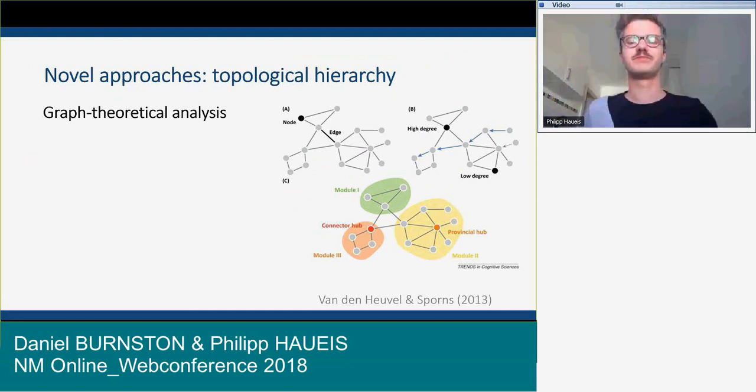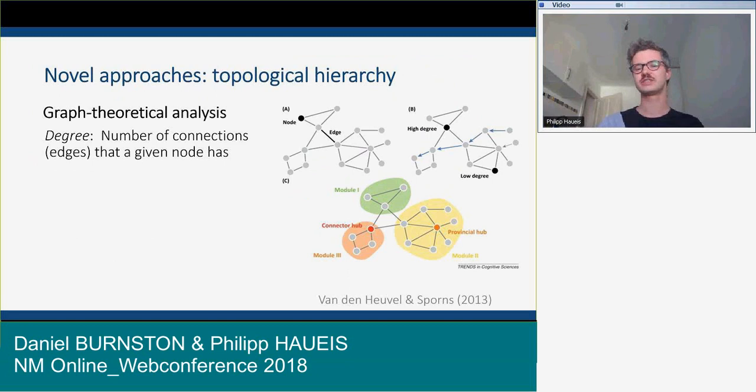In contrast, a variety of new techniques from graph theory have been used extensively in the last 2 decades to also characterize the brain as a hierarchical network, based on graph theoretical definitions that can be used to spell out this concept. Graph theory represents the brain as a network of nodes and edges, where the edges are interpreted as the connections between the nodes, for instance, axons or fiber bundles. Then you could ask, given a specific node, such as a brain area, how many connections does it have? And that is called the degree.